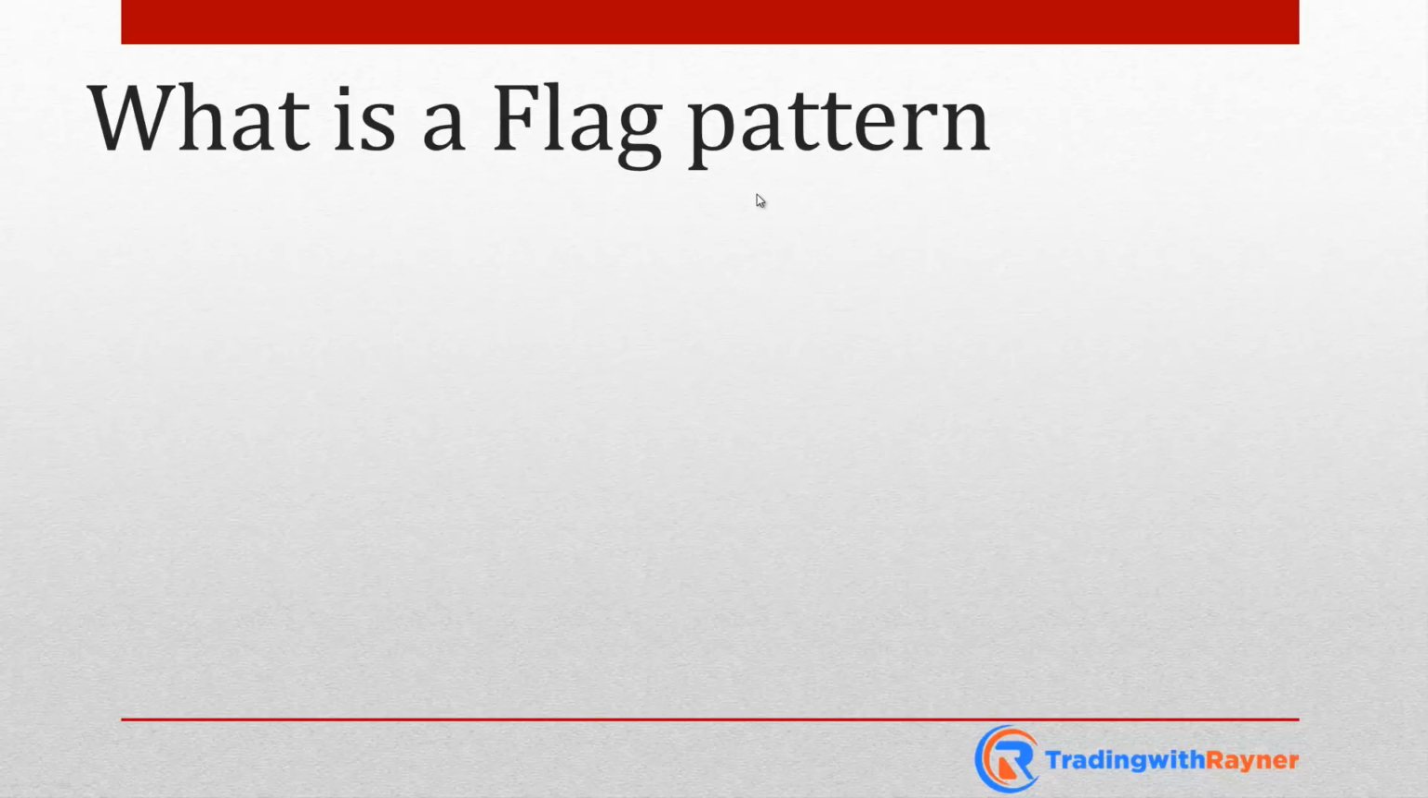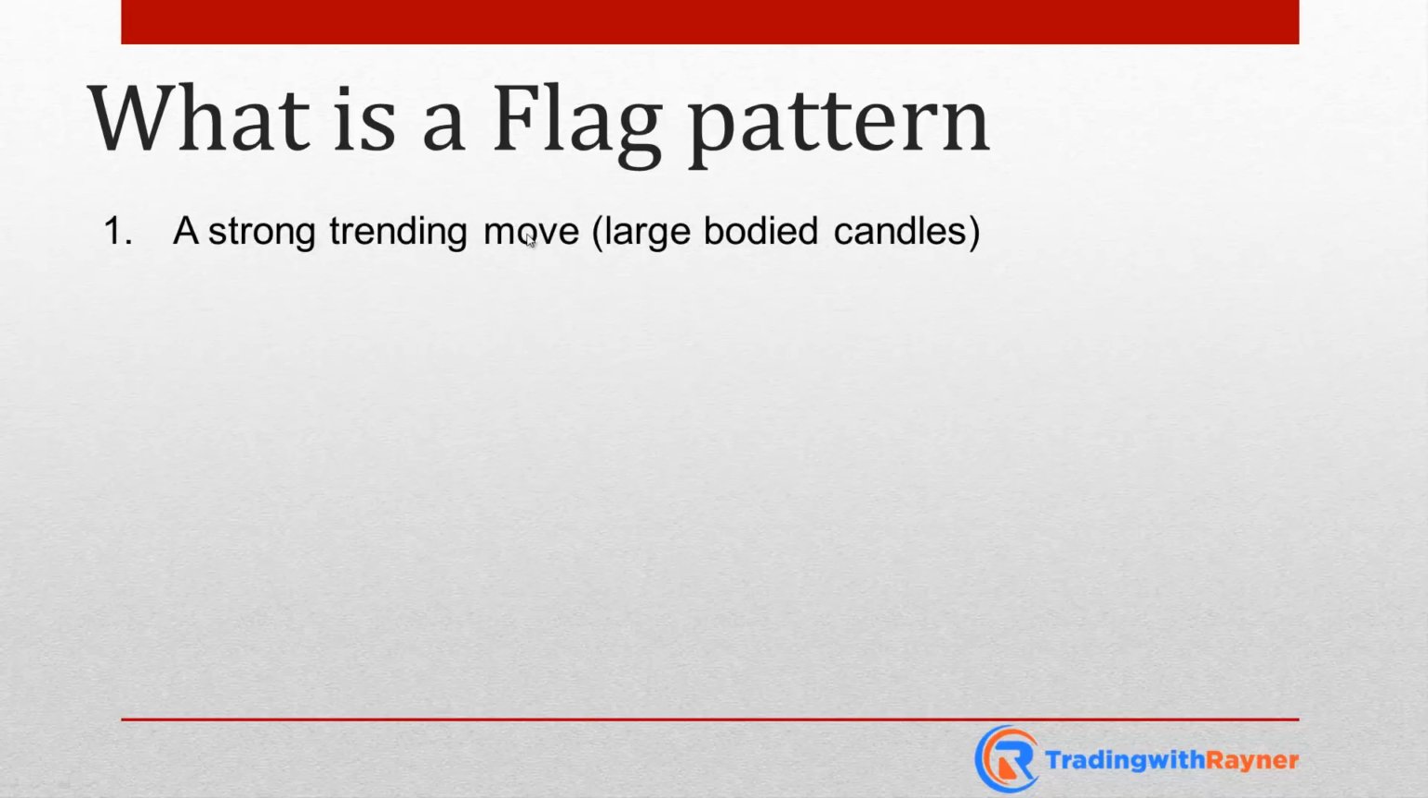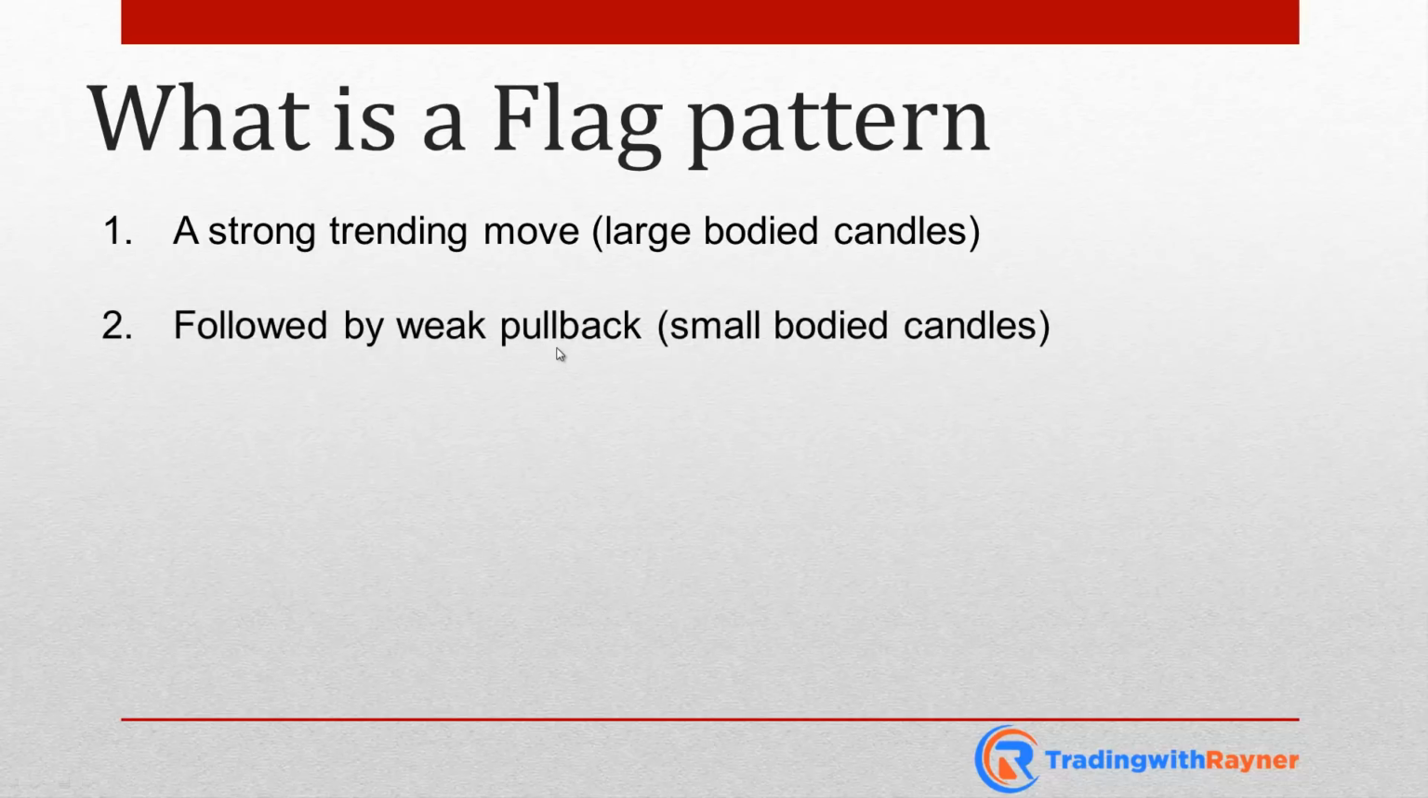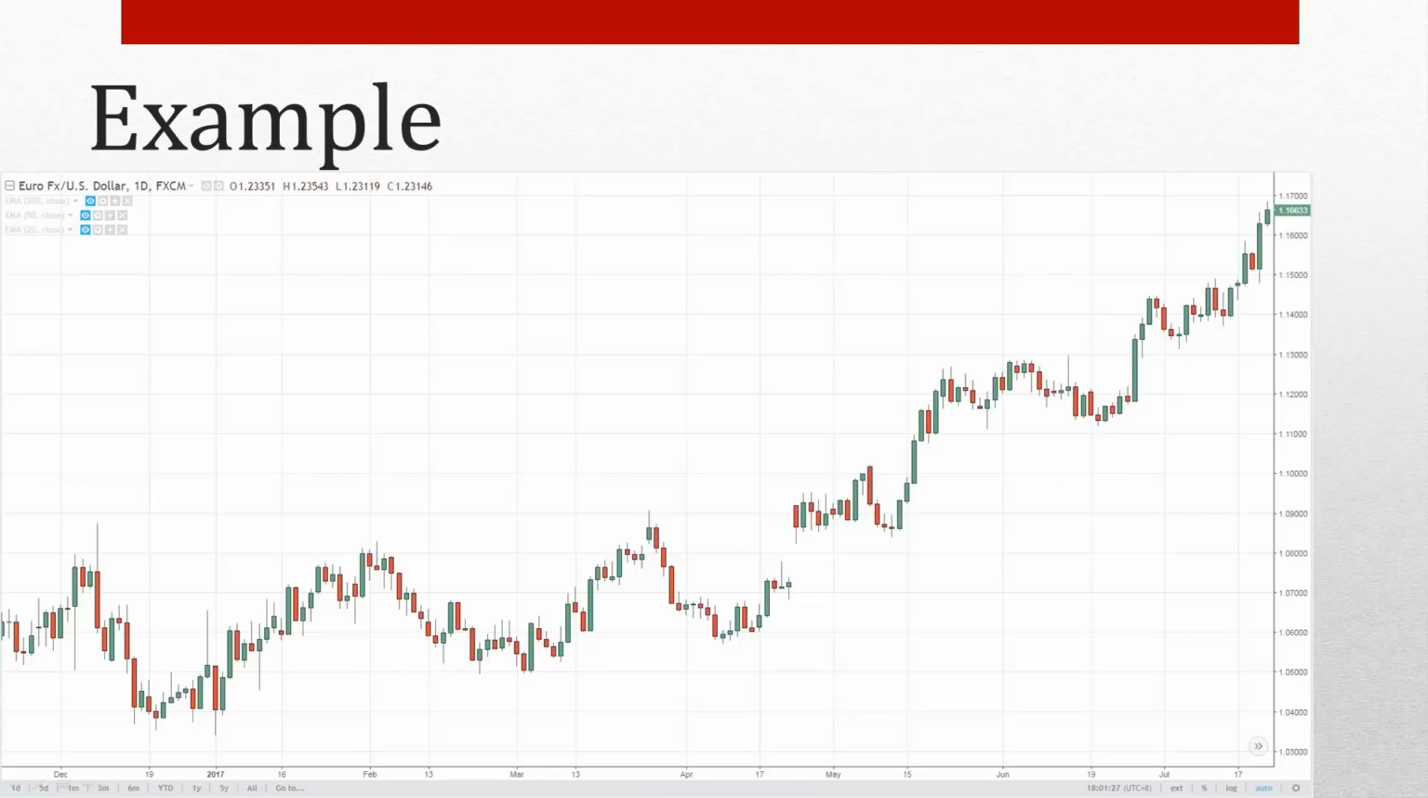So moving on, what is a flag pattern? I define a flag pattern using these two criteria. Number one, a strong trending move, usually shown by large bodied candles or large range candles on your chart, followed by a weak pullback, usually shown by small bodied candles. So here's an example. You can see over here, this is a strong trending move, followed by this weak pullback over here. So this one over here is what I consider a bullish flag pattern. Small bodied candles, it's a very weak pullback.